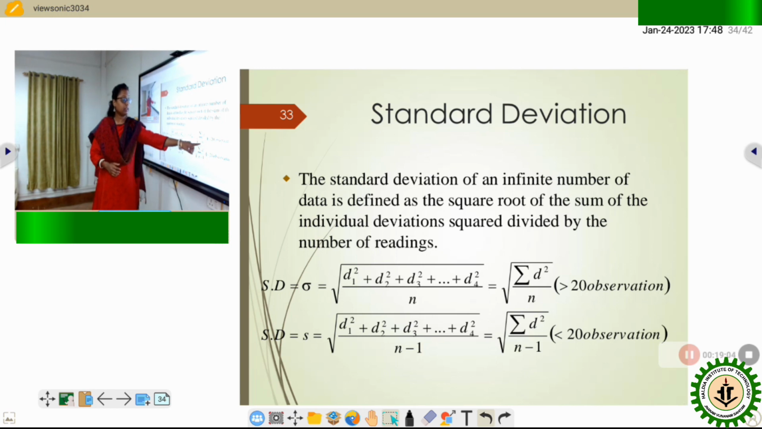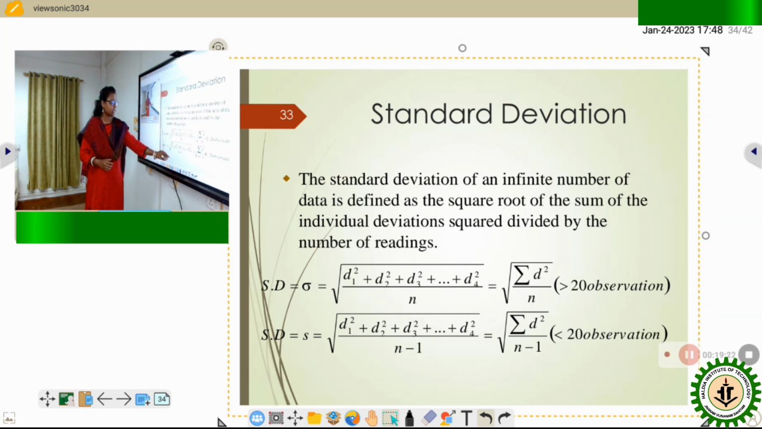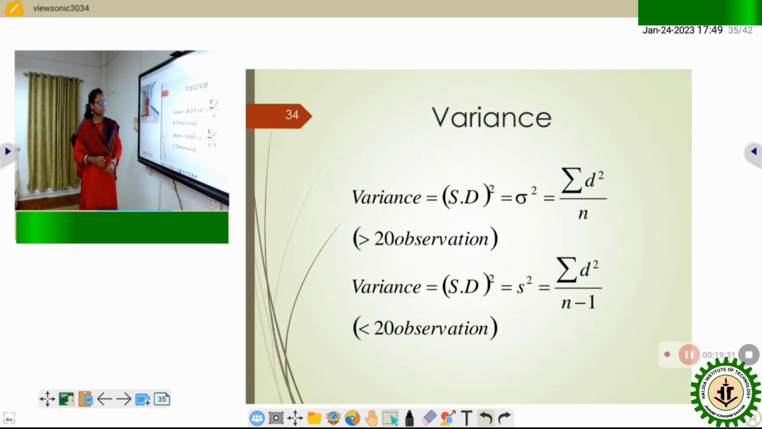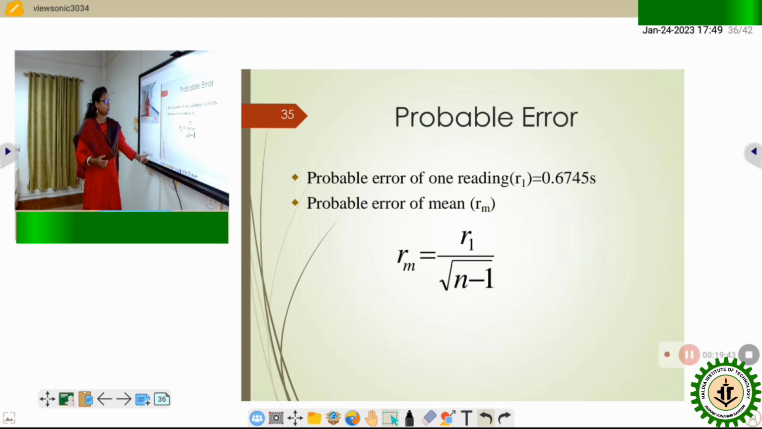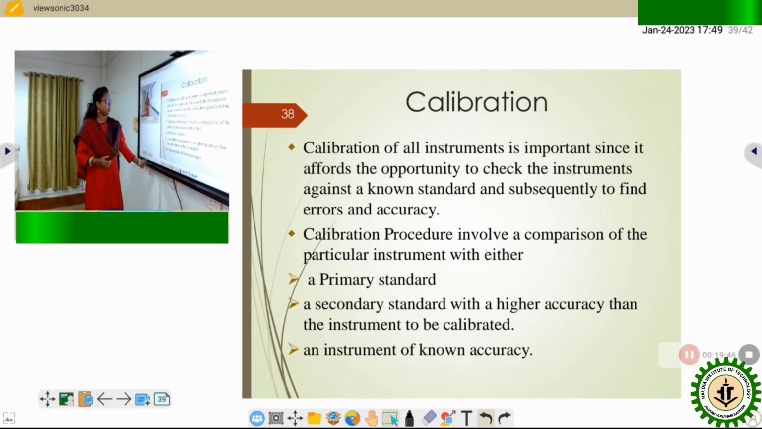For more than 20 observations, the standard deviation sigma is equal to the square root of the summation of d square by n. When we have, let us suppose, 10 observations, the standard deviation is denoted as S, and that is the square root of the summation of d square by n minus 1. We also have the variance, with the formula for more than 20 observations and the formula for fewer than 20 observations. So for n observations we can also calculate the probable error.